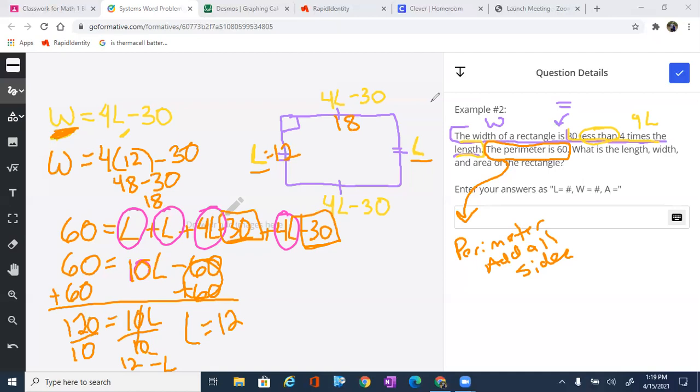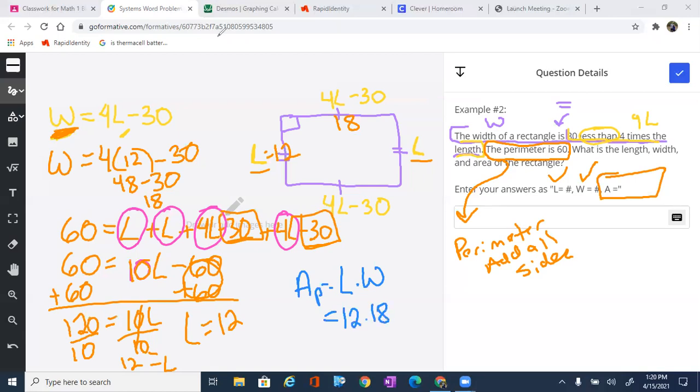At this point, we've answered our length and our width. Now what we need to do is find the area of this rectangle. Let's go to that third question. The area of a rectangle, or area of a parallelogram, is really just length times width, or base times height, depending on what lettering you're used to seeing. It's just going to be 12 times 18.